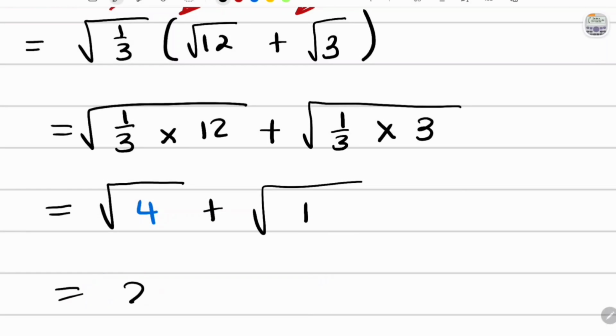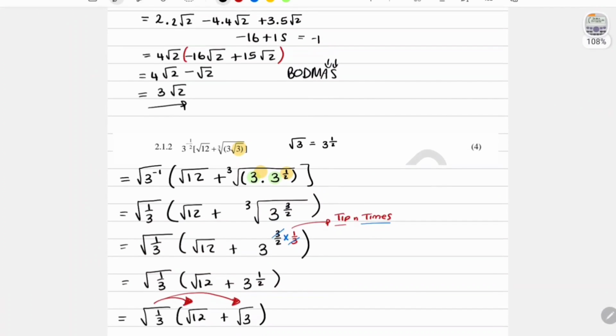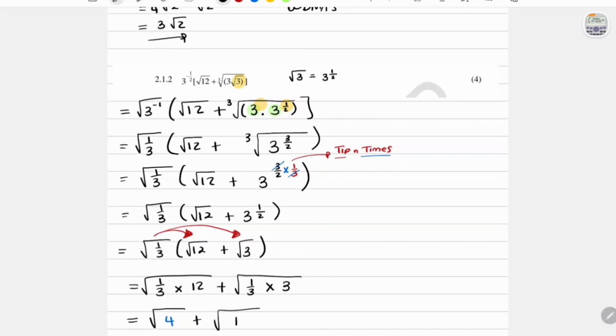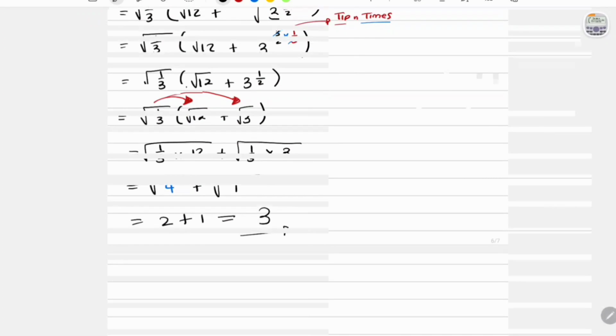Square root of 4 is 2 and square root of 1 is 1. So your final answer is 3. And that is our final answer for that question. All of this was simply equal to 3. Okay, moving on to the next question.